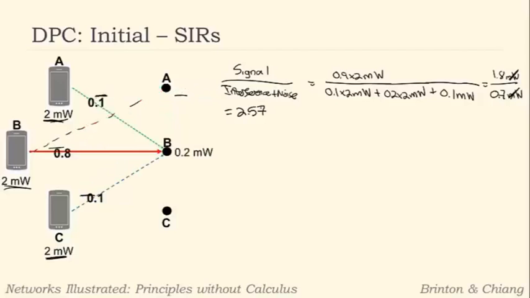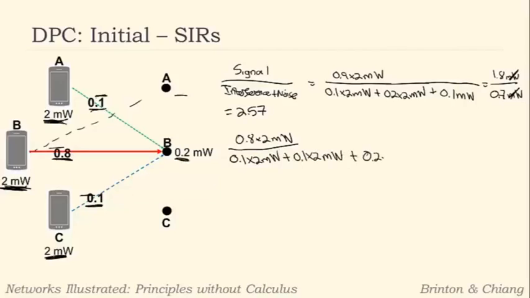So now let's move on to B. B has a direct gain of 0.8, which is lower than, again, remember the direct gain of A and C are both 0.9, but this direct gain of 0.8 times its initial transmit power of 2 milliwatts. So here we have 0.8 times 2 milliwatts as the signal. Then the interference we have coming in from C and from A times their power levels. So we have 0.1 times 2 milliwatts plus 0.1 times 2 milliwatts. And then we want to add also the noise in the receiver, 0.2 milliwatts.